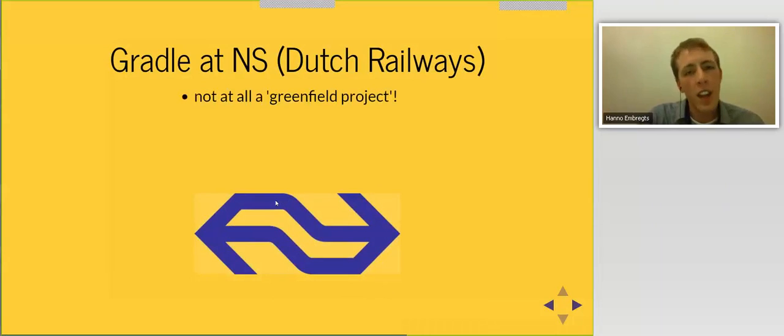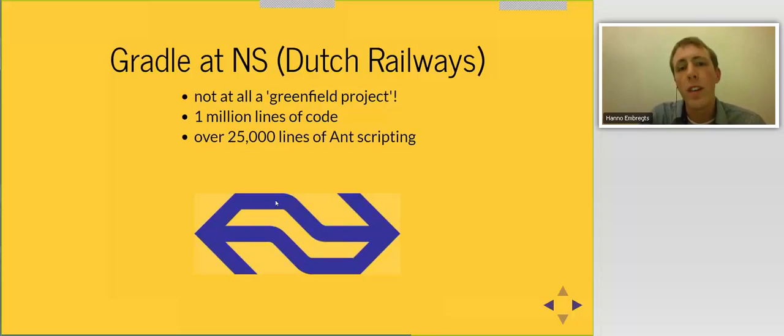Let's start by saying that this wasn't a greenfield project at all. Why is that? Well, for starters, it contains 1 million lines of code. Java and SQL scripts, all kinds of things. 1 million lines of code in total. And over 25,000 of these lines of code were Ant scripting. So that's just insane. It's just large.